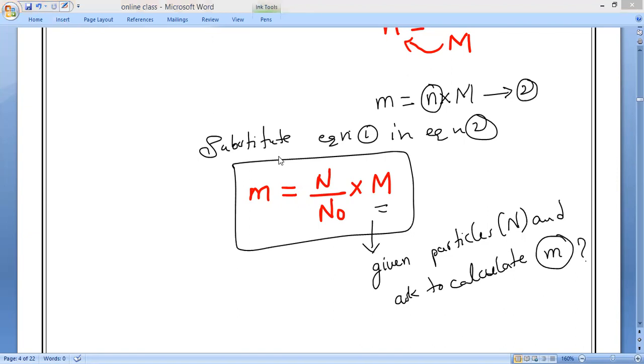Any doubt in this? Ask. Akilan, Gokul, is it clear?